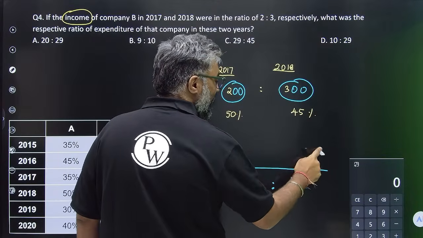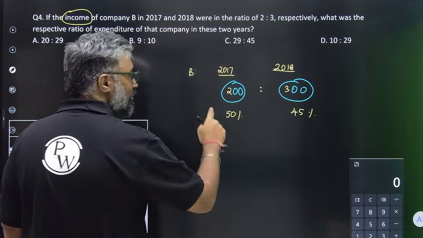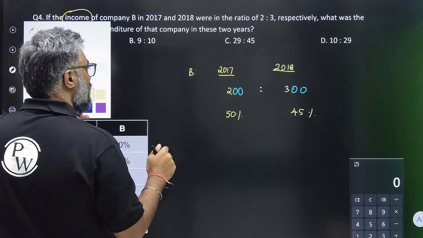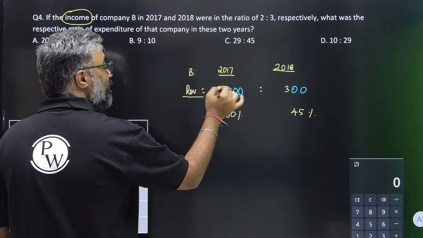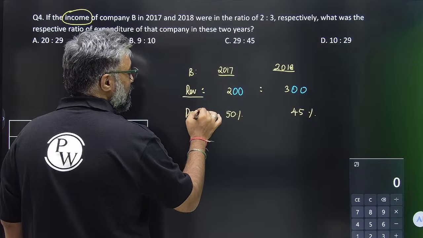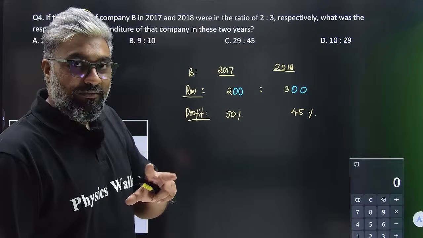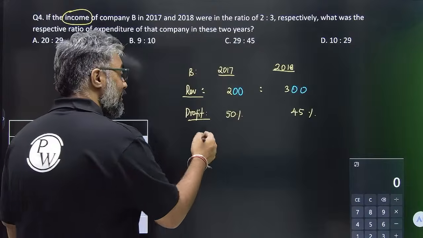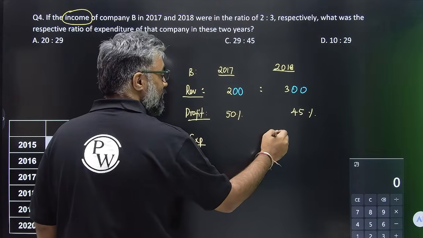We are trying to find the profit as a percentage of the income. Is that correct? No, it's not. Be very careful around this. This is income. This is revenue. Revenue is 2:3. Profit is 50% and 45%. But what do we need? We need the ratio of their expenditures. This ratio they are asking.